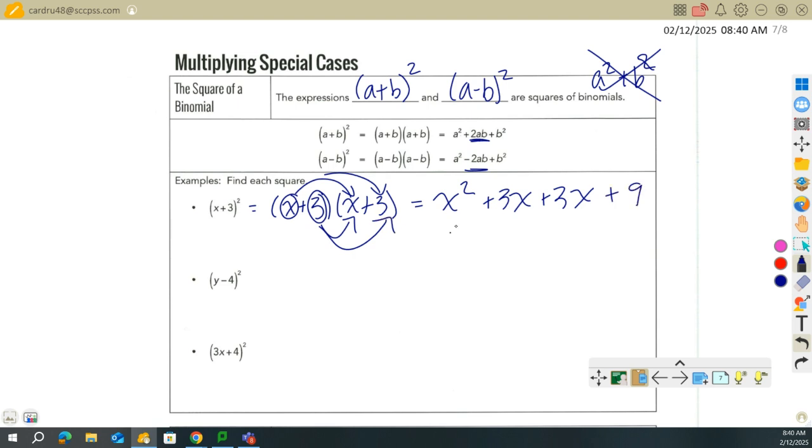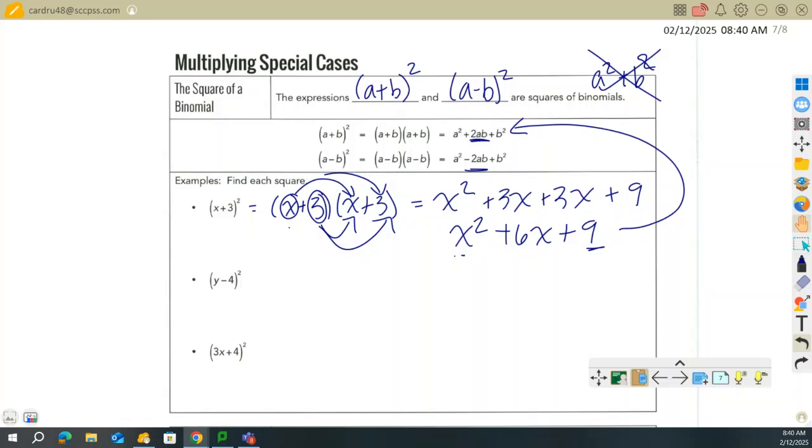And then combining like terms, we get x squared plus 6x plus 9, which you see is exactly what's right here. We have the x squared, we have 9, which is our b squared, 3 squared, right? And then we have 2 times a times b. So 2 times 3 times x gives you that 6x. So go ahead and do those next two. Check your answer on Brightspace, and then we will continue on into the next special case.